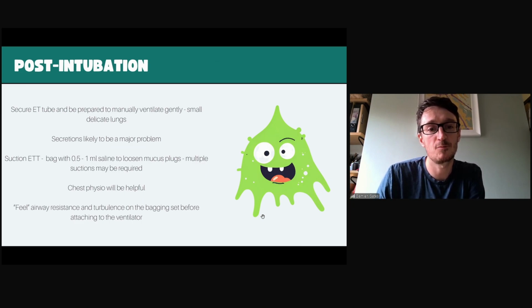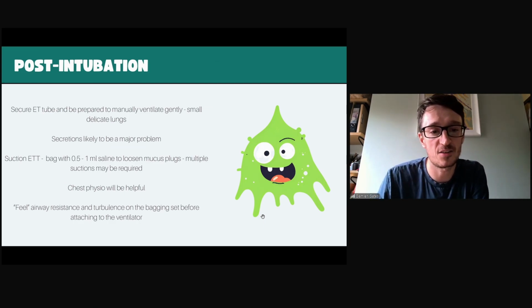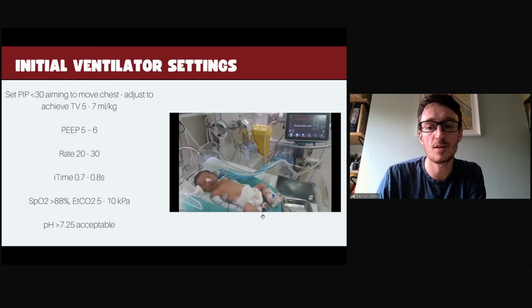Chest physio at this point will be helpful. So if you can do a wee bit of amateur chest physio, or there's a physio nearby who can help, that will actually help to optimize things. Feel the airway resistance while you're bagging, and feel the turbulence on the bagging set before attaching to the ventilator. So if you can feel that the baby's still got a lot of stuff down there that you need to get out, it might be worth still bagging, still trying your suction before you set them up on the vent.